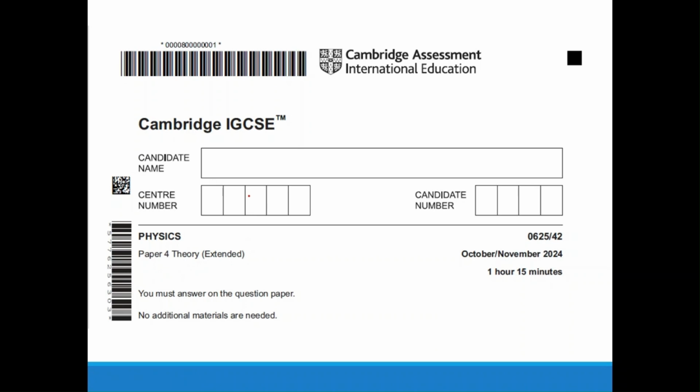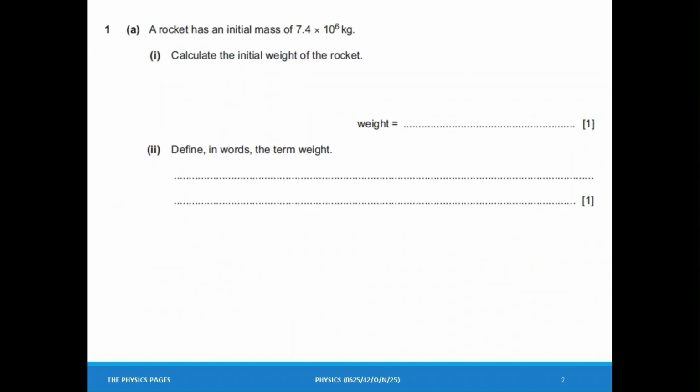Today I'm going to explain IGCSE Physics Paper 42, code 0625. It is the extended version of October/November 2024. Let's start our exam. Question number 1, part A says a rocket has an initial mass of 7.4 times 10 to the power 6 kilogram. We have to calculate the initial weight of the rocket.